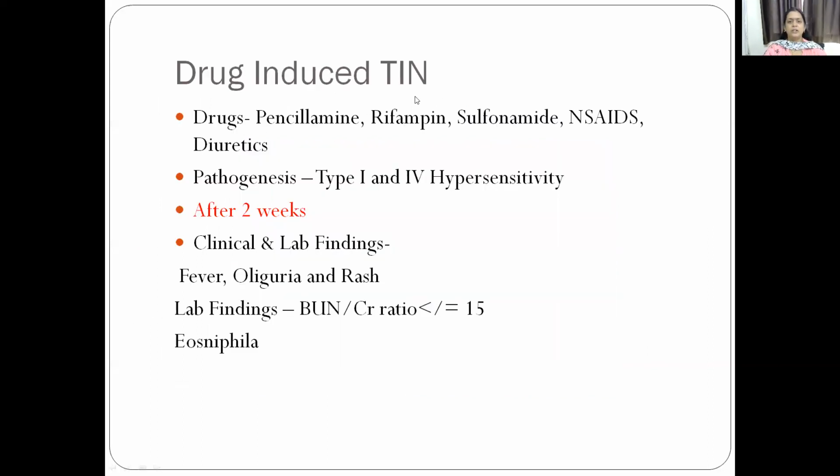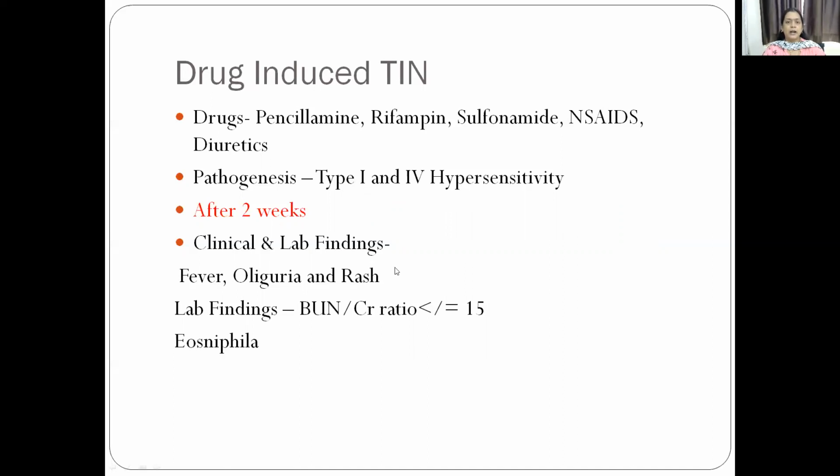Coming to drug-induced tubulointerstitial nephritis, the drugs usually causing the disease are penicillamine, rifampin, sulfonamides, NSAIDs, and diuretics. Pathogenesis is usually type 1 and type 4 hypersensitivity, immediate and delayed hypersensitivity.